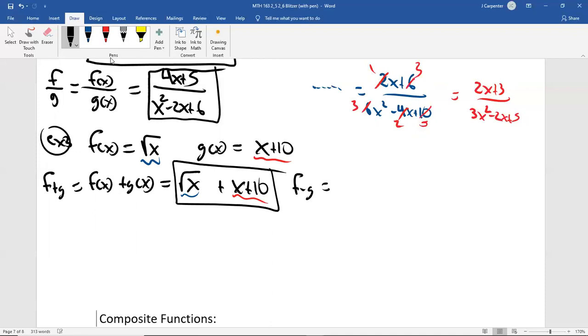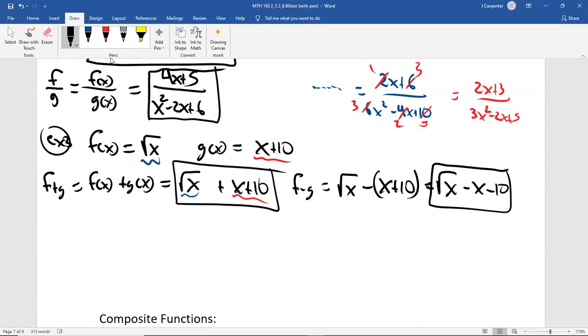You do f minus g, that would be f of x minus g of x. That's just taking the first function, which was the square root of x, and then subtracting the second one. Be careful. This is wrong currently because you need a parentheses around that x plus 10 to make sure you're subtracting the entire function. So you distribute that, you get the square root of x minus x minus 10. Nothing can be done there, no like terms. Square root of x and x are not like terms.